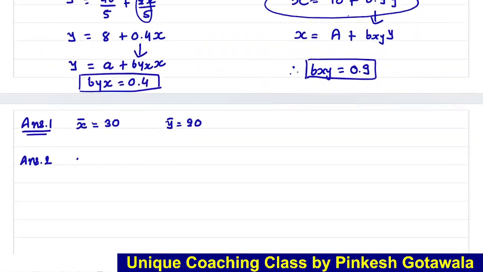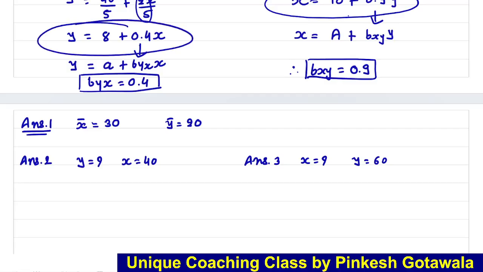Okay, we have to find out y when x is 40, and in the third part we have to find out x when y is 60. So it's very simple, we just have to put in the value. Here y is to be found out and x is given. It means which equation should we apply, y on x or x on y? So you must remember this is our y on x.